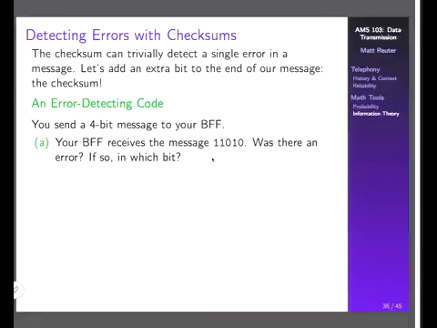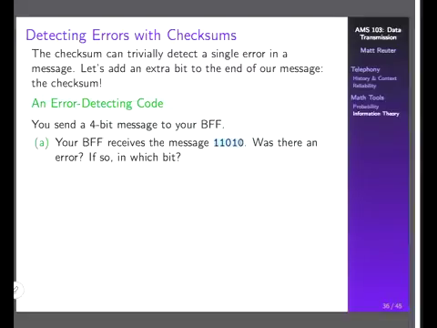And so what we'll do is we'll take maybe those 4 bits that were our message on the last slide, and we're going to add the checksum to the back of it when we go to send and receive. Okay, so to work through an example here, we're going to send a 4-bit message. Now, say your BFF receives the message 11010.